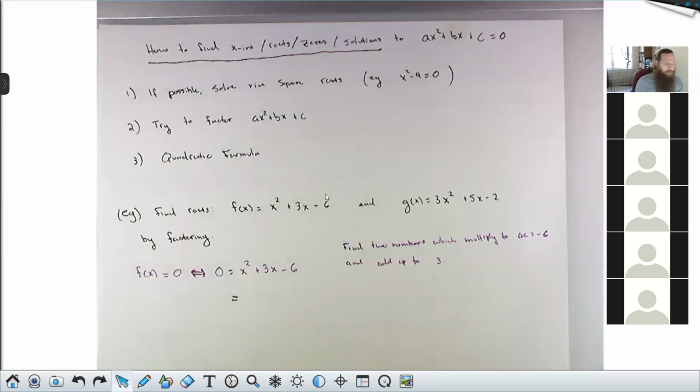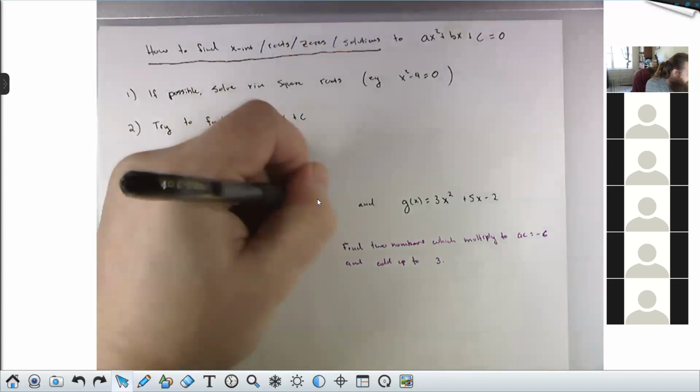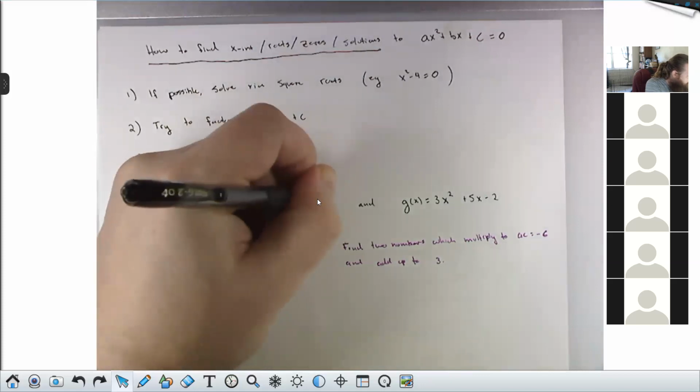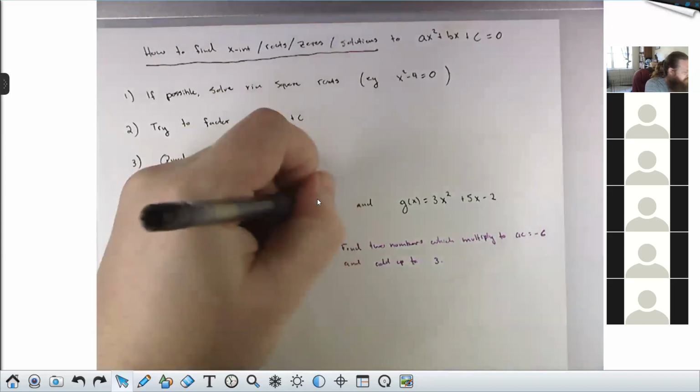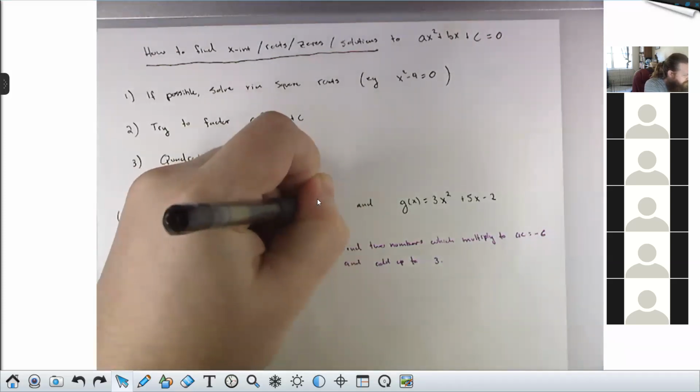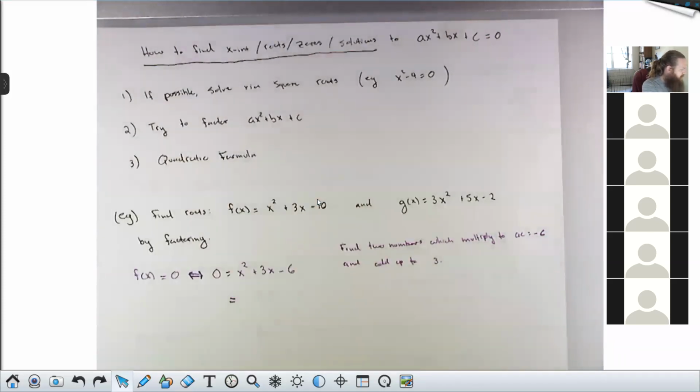None of those work. I think I need to modify this a little bit. I'm so sorry. Change the 6 to a -10. This will work. Sorry about that.